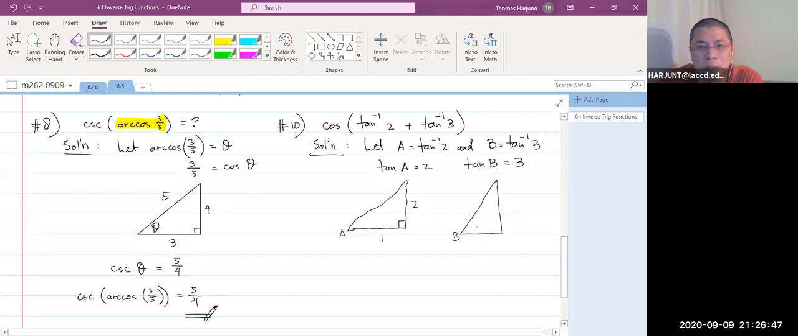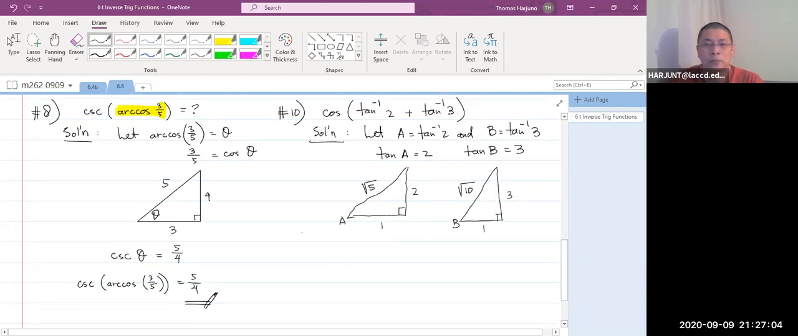If this is B and this is the right angle here, this is 3 over 1. The hypotenuse will be square root of 10 here. Okay, now let's go on. So what we need to answer is actually what is cosine of A plus B, right?